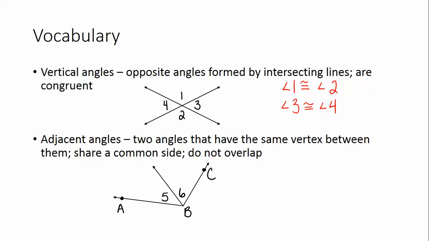Adjacent angles are two angles that have the same vertex between them, and they share a common side. They will not overlap, and they aren't necessarily congruent. They can be, but oftentimes are not. Here you can see that angle 5 and angle 6 are adjacent angles. They share this common ray, or side, in between them, and they also share a vertex, point B. If I put a label out here, angle 5 is ABD, and angle 6 is CBD. So they share this ray in the middle.